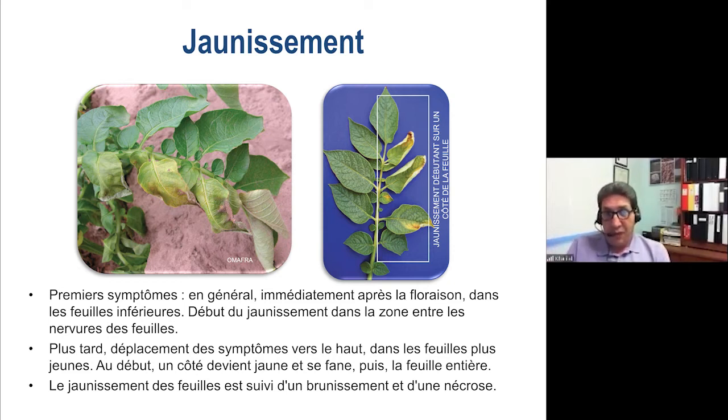The leaf yellowing eventually becomes browning and necrosis, which is death of the tissues. So the whole plant might die and turn brown in color.